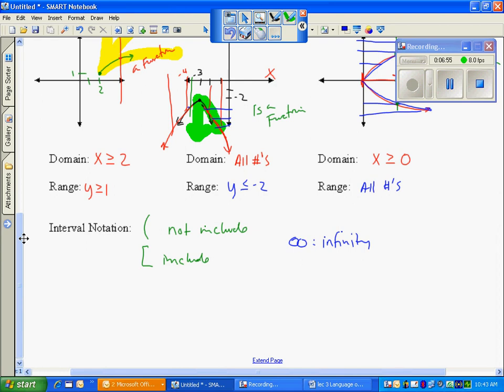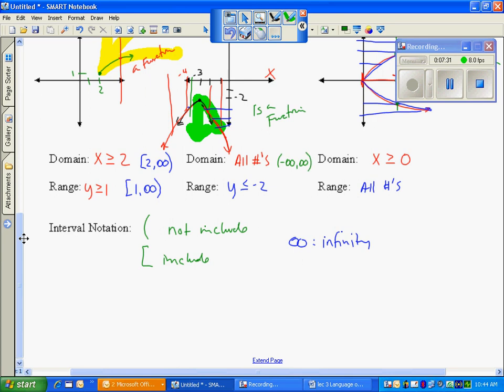So looking at interval notation for my first graph, I am going from small to large. I include 2, and I go forever. Not include infinity. For my range, I get to include 1 and go forever. Again, do not include infinity. In the second situation, I have all numbers. That means that x goes from the super small number to the largest of the large. Again, infinity, I never get there. It's not a number. It's kind of an idea.